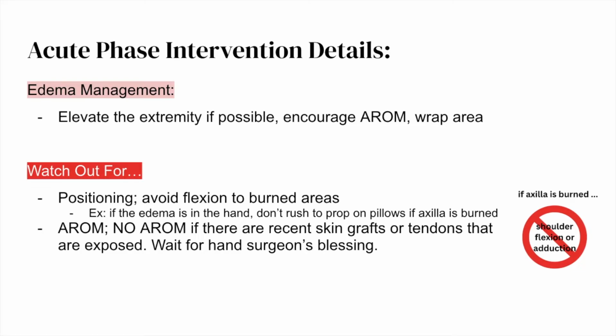Also, with active range of motion, there should be no active range of motion if there's recent skin grafts or tendons that are exposed from the burn. Essentially, just wait for the hand surgeon's blessing here, especially if the hand is involved. Also, with wrapping an area, you can't necessarily wrap an area if there is a humongous wound, for example. So it's more complicated than traditional edema management.